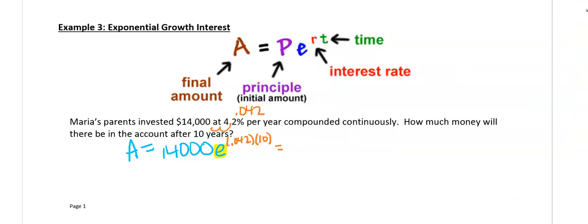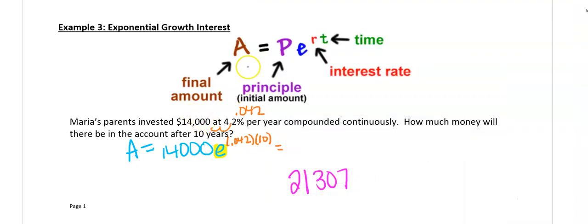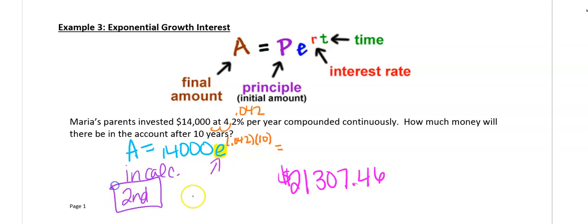And that's 21,307 and 46 cents. So good amount right there. So that's a special function. How do you get to the E value right here? To get to the E key in the calculator, you're going to do second and the LN key. Second LN key.